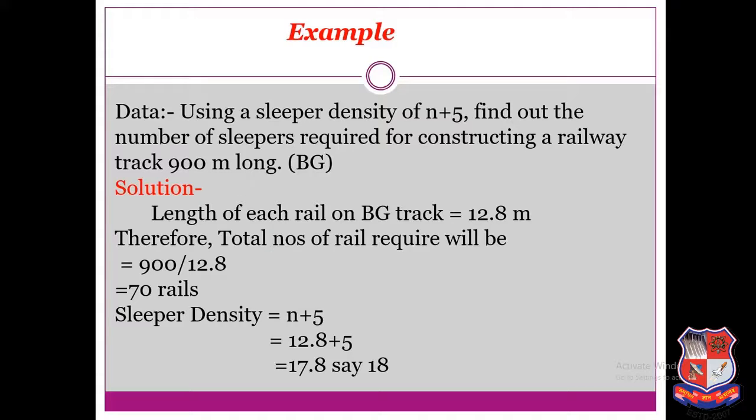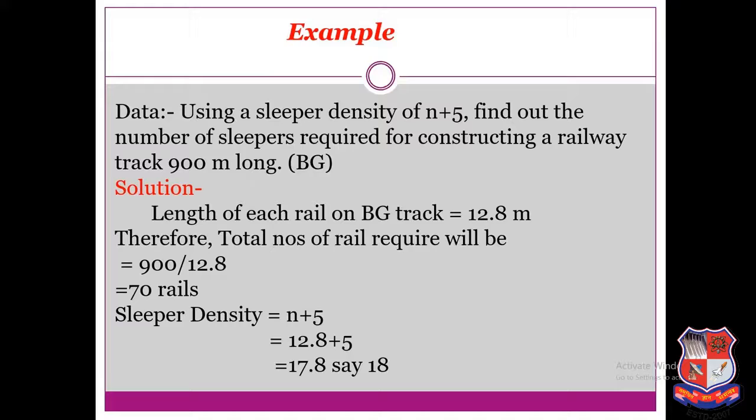Okay, let me explain. The length of each rail on broad gauge track, that is one rail length, is 12.8 meters. Therefore, the total number of rails required: here we have a 900 meter long track, and the per rail length is 12.8 meters. So the number of rails is equal to 900 divided by 12.8, so we get 70 rails.